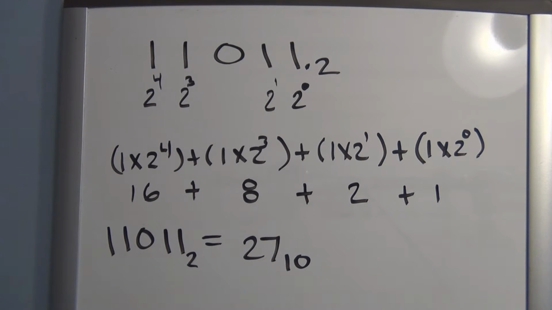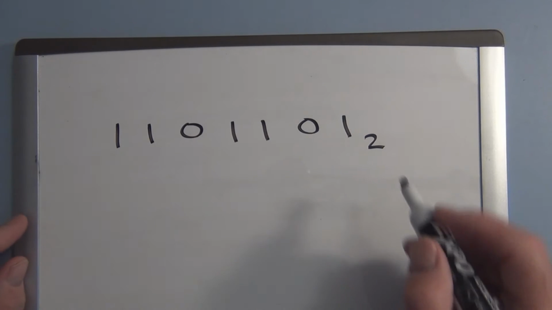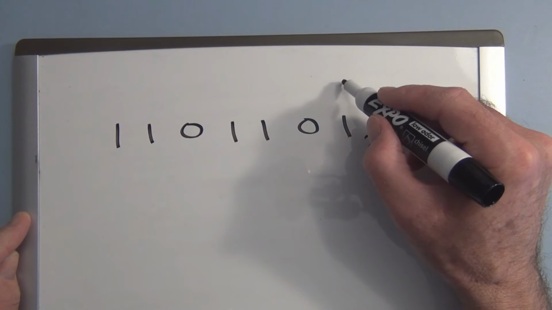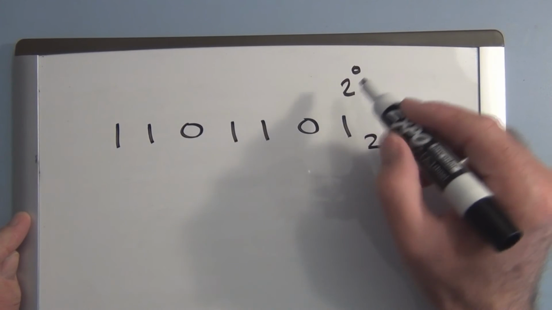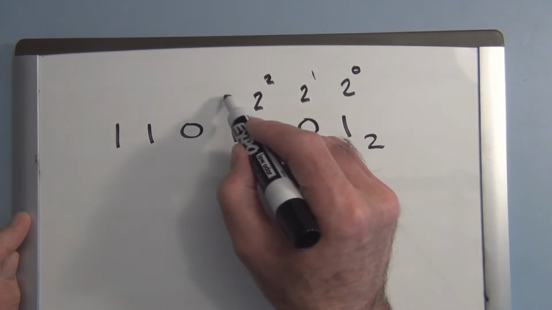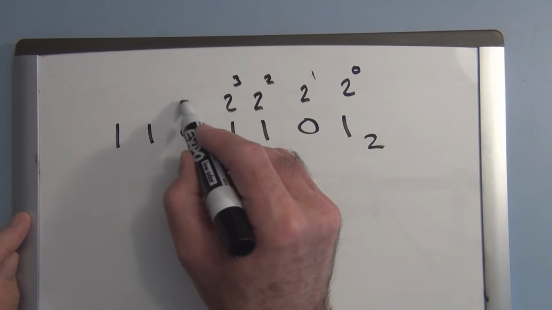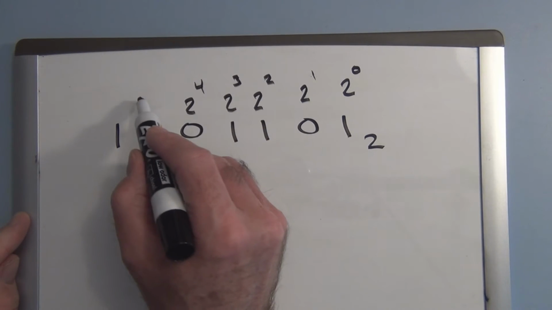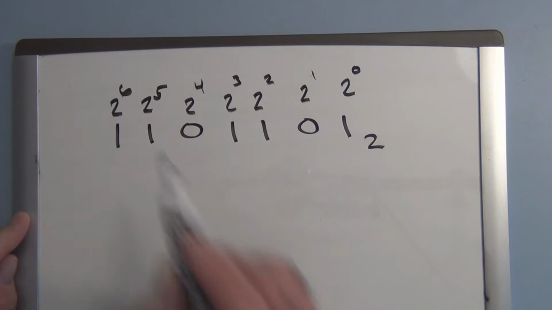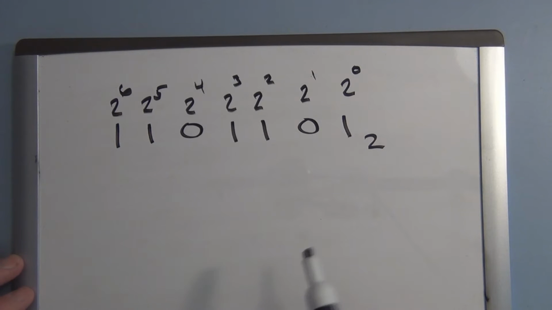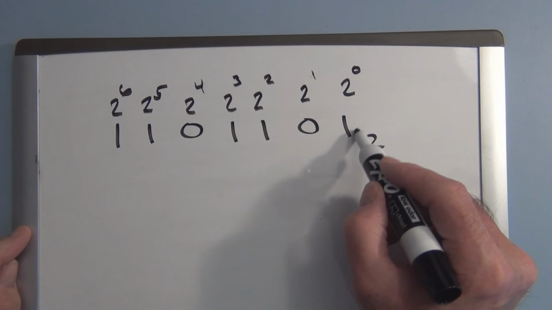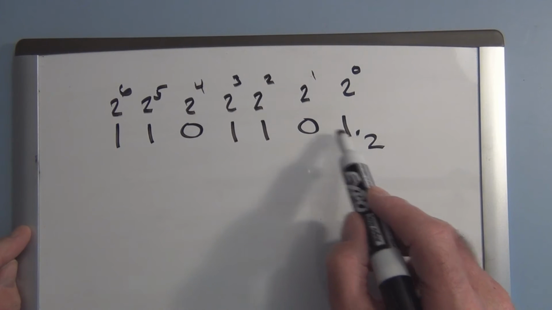Let's do another one. So here we have another binary number, and let's put the weights just above here. We know that this is 2 to the 0. This is 2 to the 1. This is 2 to the 2. 2 to the 3. 2 to the 4. 2 to the 5th. And 2 to the 6th. So we just need to sum the weights of the binary positions that have a 1.